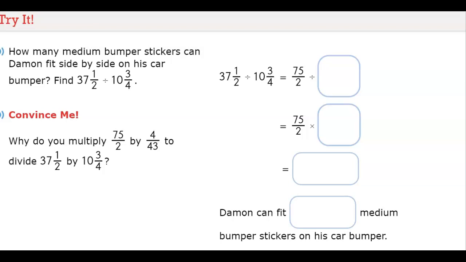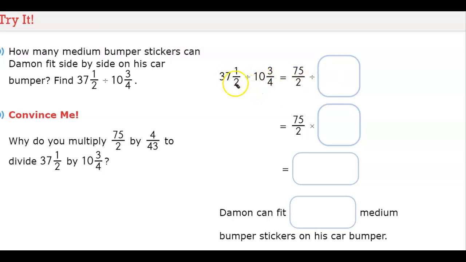They have already started to solve the problem for us, so we're just going to continue what they started. They have 37.5 divided by 10 and 3/4 is equal to 75 over 2 divided by blank. So the 75 over 2 represents 37.5. They've changed this mixed number into an improper fraction. We have to do that before we start to divide. So that's why we have to rewrite each mixed fraction.